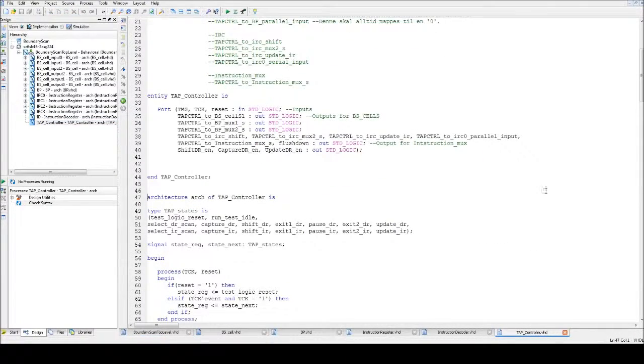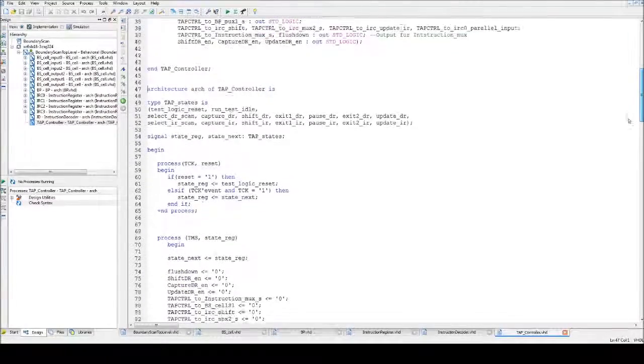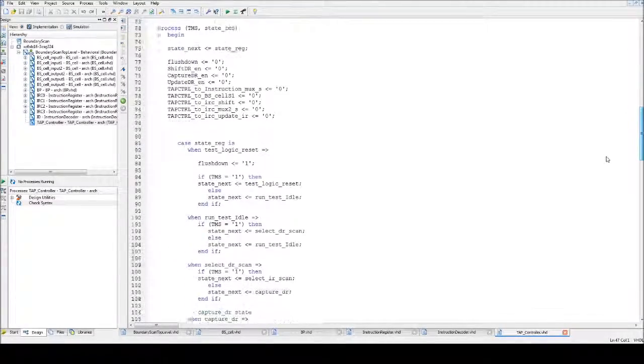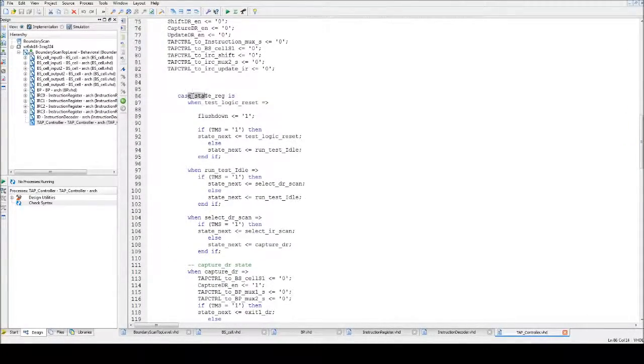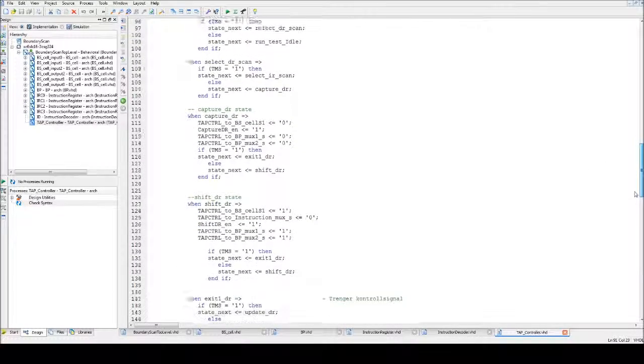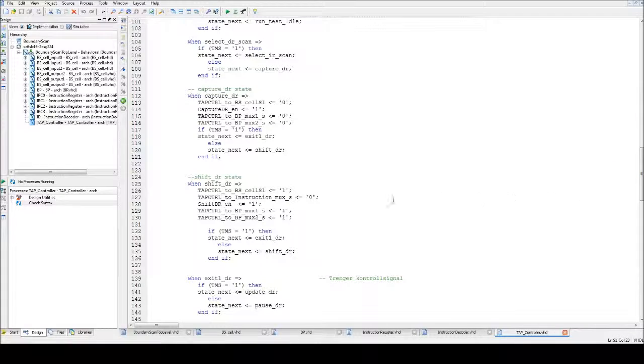The tap controller was a really big part of the design work. Here we have all the different states shown in the ASMD chart. And this basically controls how and what should happen in each state.